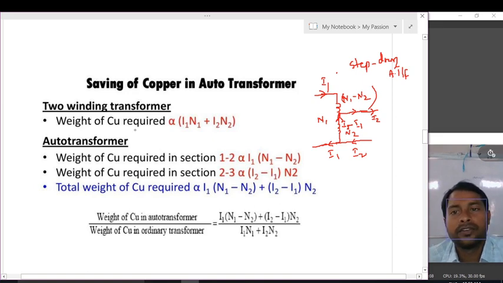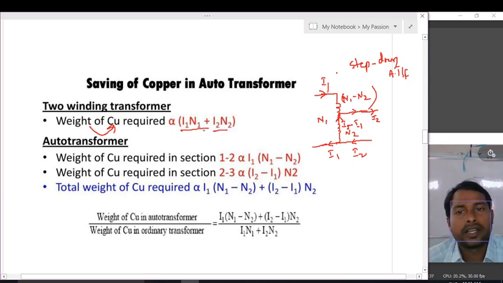Now, the weight of the copper required is directly proportional to the MMF. Consider an actual two winding transformer having a primary winding and a secondary winding. The weight is nothing but copper, and copper is nothing but MMF, which is N into I. So we can represent the weight of the copper in terms of MMF: the primary MMF is N1 I1 and the secondary MMF is N2 I2.